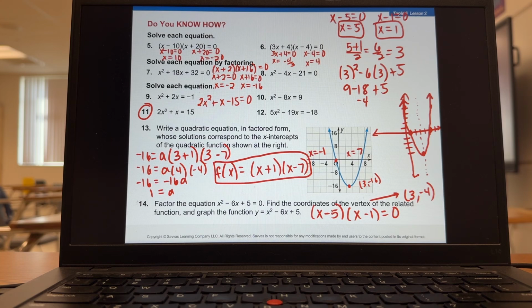Factored form is x minus 5 times x minus 1 equals 0. My vertex is 3, negative 4. My zeros are at 5 and at 1. And that is 8-2, solving by factoring.